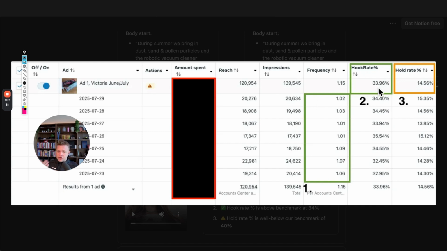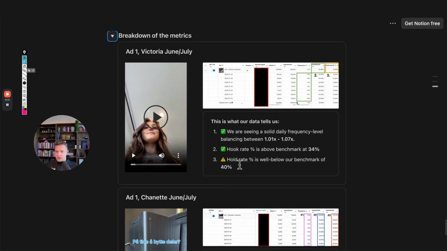Secondly is the hook rate. We are above our benchmark of that of 30%, but our hold rate is severely below that of 30%, our general benchmark here. But for this account, it's not really that bad of a hold rate of 15% because of the nature of the product. We're selling robotic vacuum cleaner spare parts. Once people realize this, then we typically just see that most people are naturally just dropping off because of the nature of the product. It's really not that interesting. It doesn't have the desired outcome that are as strong as, for example, beauty brands or supplements and whatnot. So the hold rate is well below our benchmark of 34%.